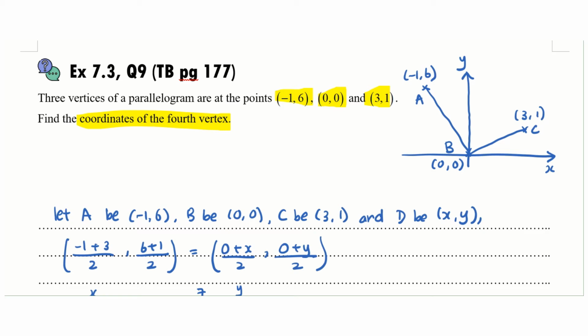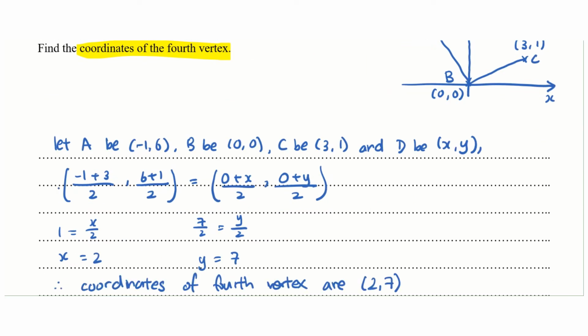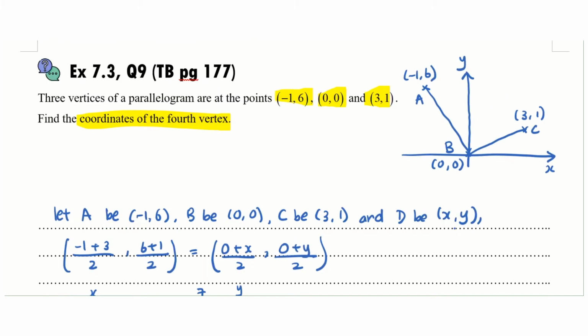Okay, so we're back. So for convenience, we let A be (-1, 6), B be (0, 0), C be (3, 1), and the 4th vertex we let it be (x, y). So the 4th vertex of the parallelogram would probably look something like that.